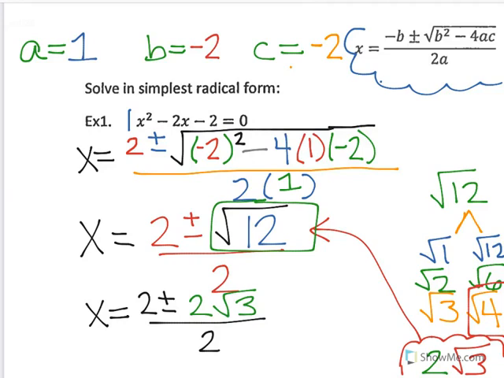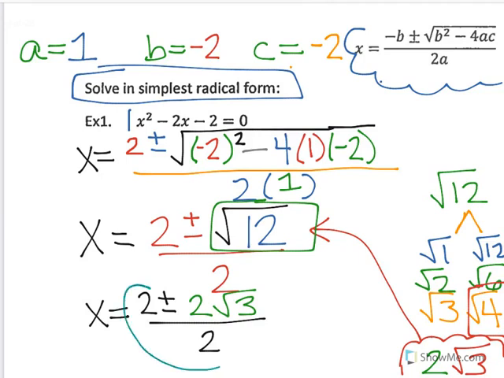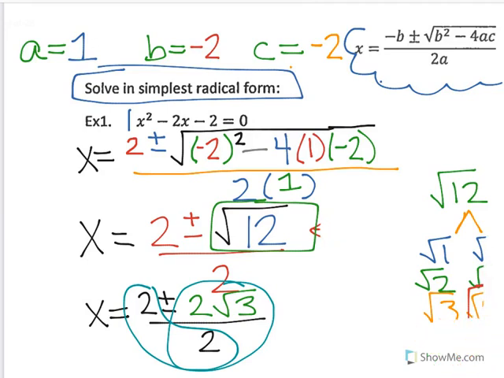Okay, we're almost done. Remember, they want us to solve in simplest radical form, so as simple as we can go. So the last thing we're going to do is figure out, can 2, the denominator, divide nicely into both terms? So we can divide 2 by 2, and we can divide 2 radical 3 by 2. And I'm going to have to erase what I have over here so I can write my final answer.